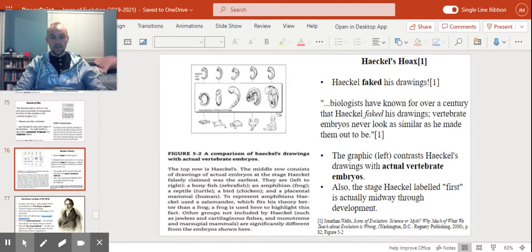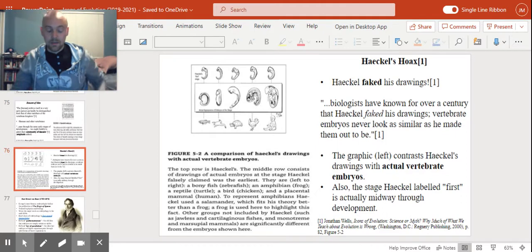And so here on the left, figure 5.2 of this book, Icons of Evolution, is more accurately what embryos look like at their earliest stages. They're not as similar. Jonathan Wells writes, biologists have known for over a century that Haeckel faked his drawings. Vertebrate embryos never look as similar as he made them out to be.